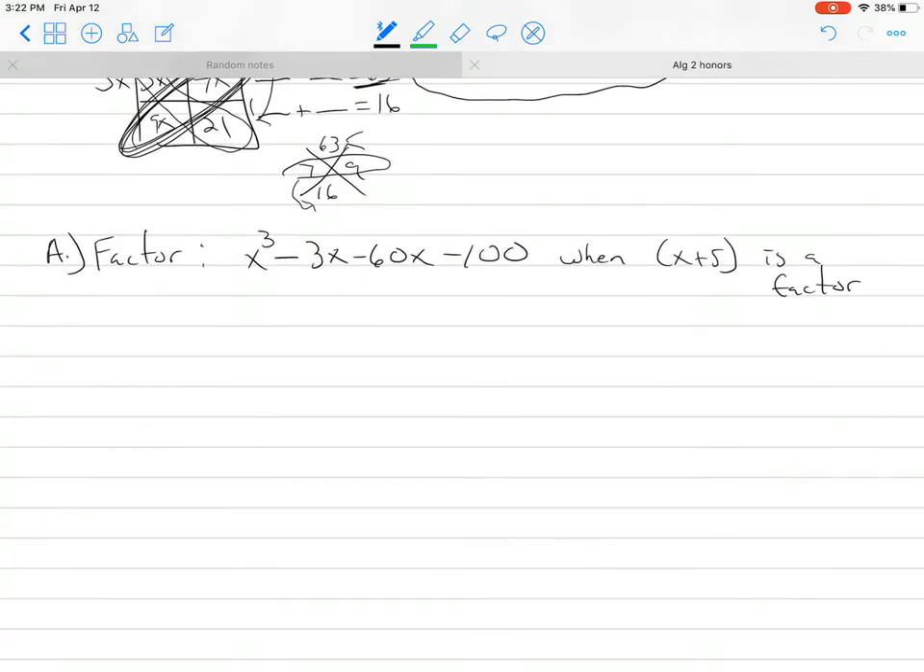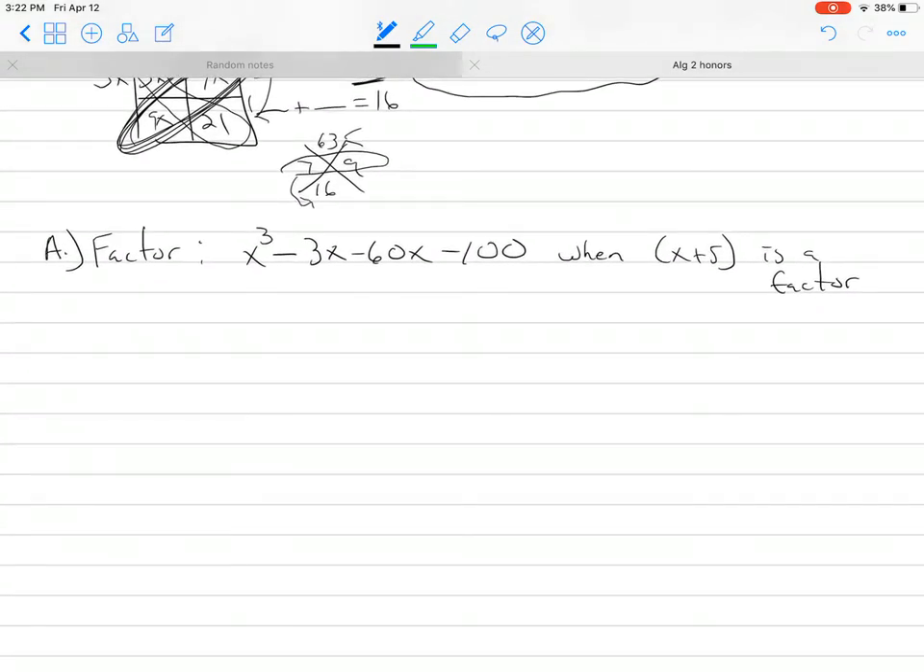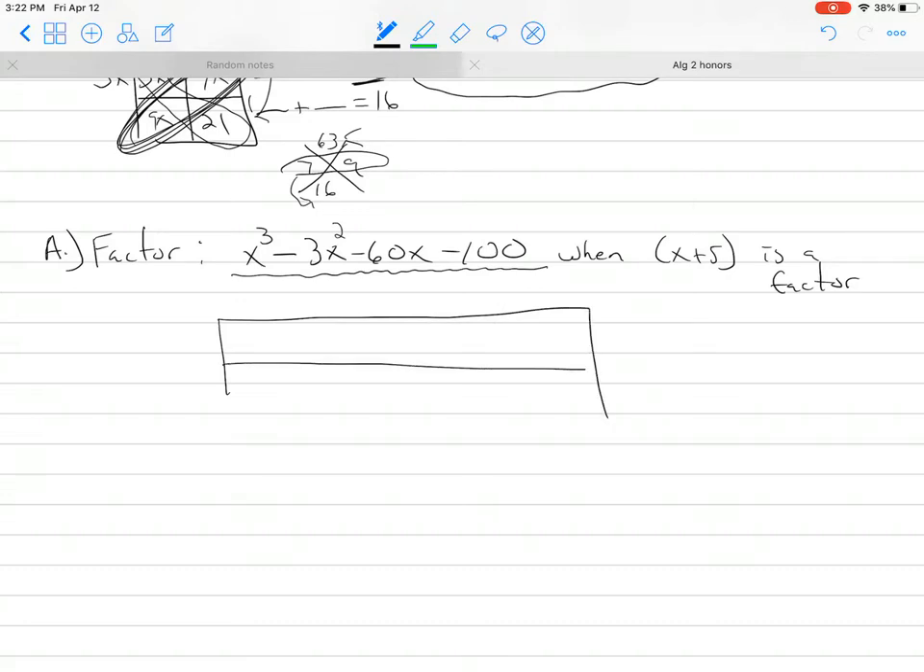All right, so now we are actually going to sit here and factor this bad boy. So we are going to factor x cubed minus 3x squared minus 60x minus 100. Ooh, that should say x cubed minus 3x squared minus 60x minus 100, when I know that x plus 5 is a factor. So I'm going to do this. I don't know exactly how many I need here, but I know one of my factors is going to be x, and it's going to be 5.